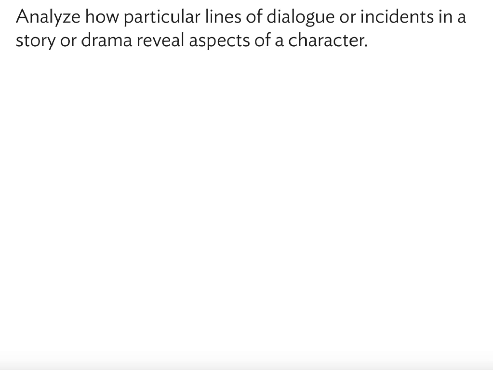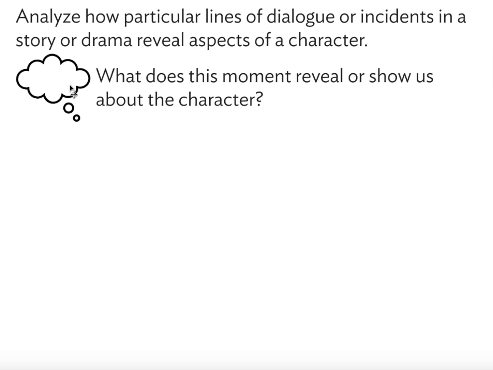This past week, we read Oreo by Brandy Colbert, and we practiced this skill: analyze how particular lines of dialogue or incidents in a story or drama reveal aspects of character. We looked at several different moments together from Oreo, and we asked ourselves, what does this moment reveal or show us about Joni, the main character?